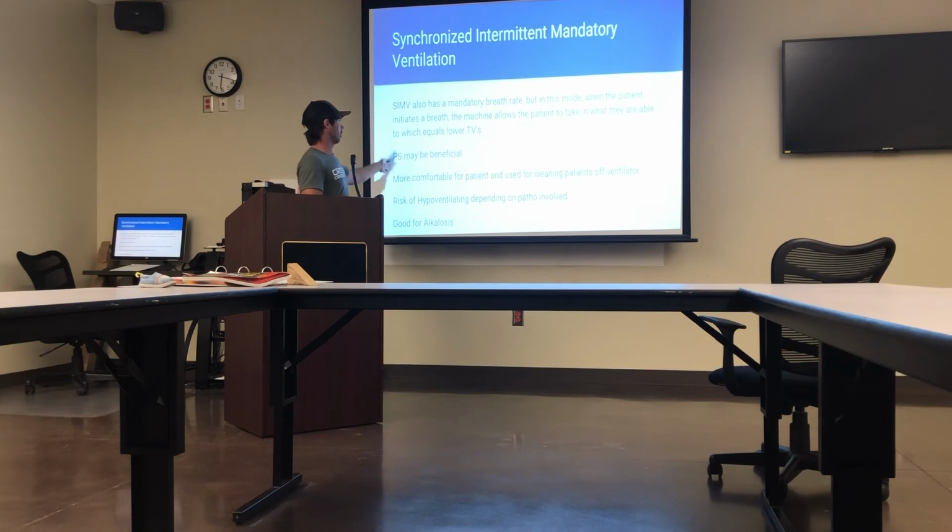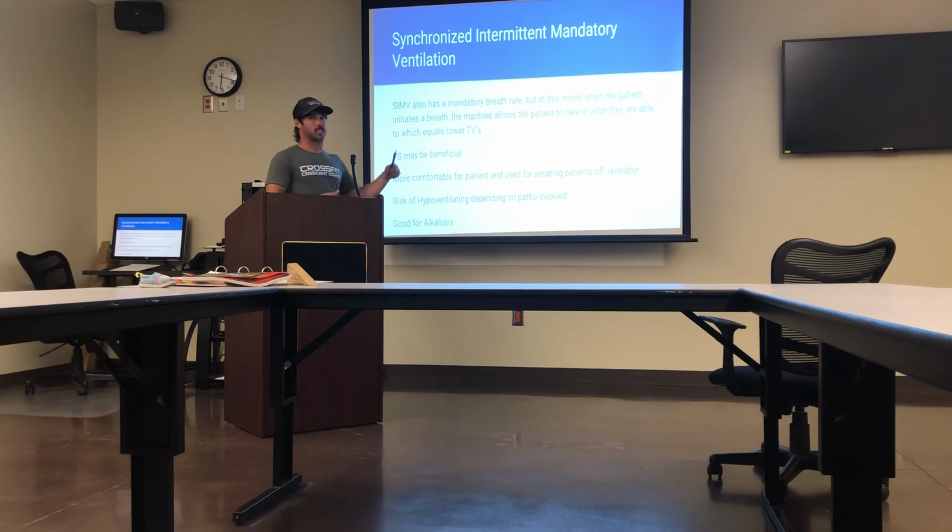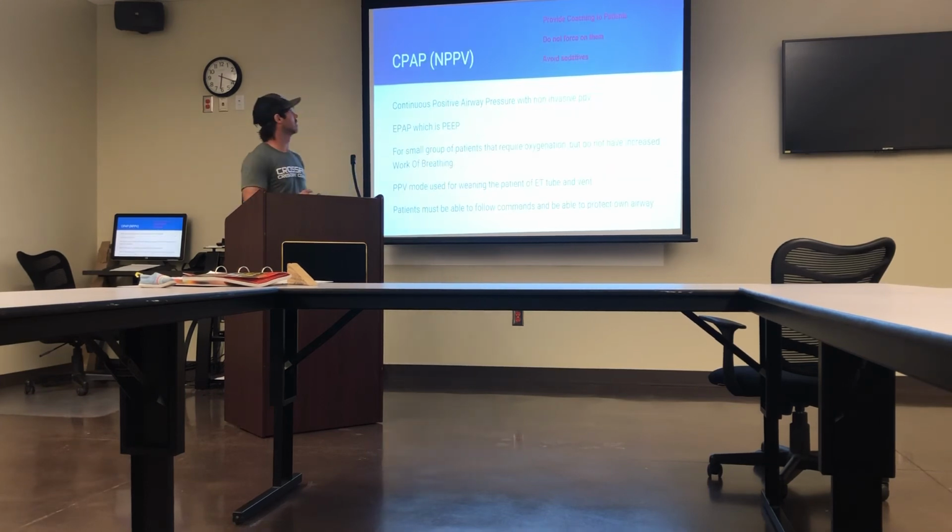I always put them on a pressure support of 10 minimum. To me, it's more comfortable for the patient and is used like in ICUs or cardiac step-downs, when patients come out of surgery and they're trying to wean them off the ventilator. The risk with this is hypoventilating your patient, because you want to make sure that the respiratory rate's fast enough, and if they're initiating breaths, that they're getting enough regular breaths to properly oxygenate their body. This is good for alkalosis. So AC, acidosis; SIMV, alkalosis.